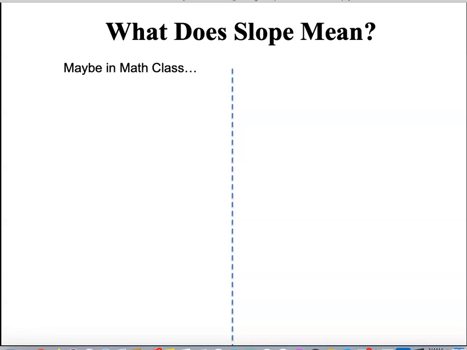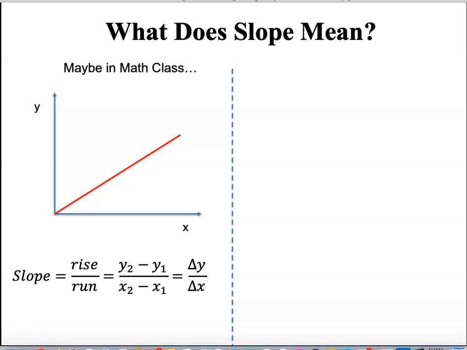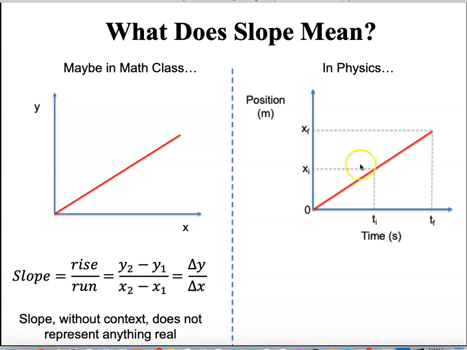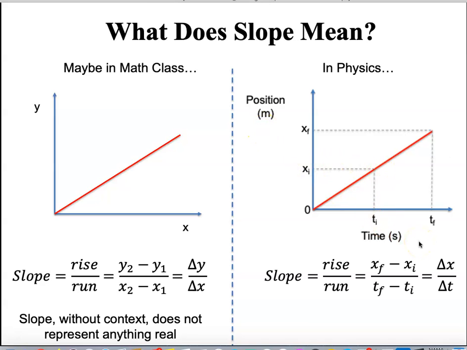All right, so what does slope mean again? Well, maybe in math class you talked about y's and x's and you said, oh, it's delta y over delta x. And so slope, without any context, does not represent anything real. But in physics, if the graph is position and time, then as we said on the previous slide, instead of delta y over delta x, we're talking about the change in position over the change in time. And that does have a physical meaning in this case. It is velocity.